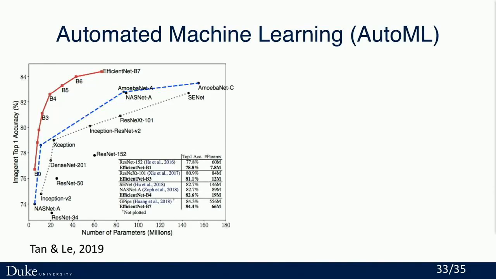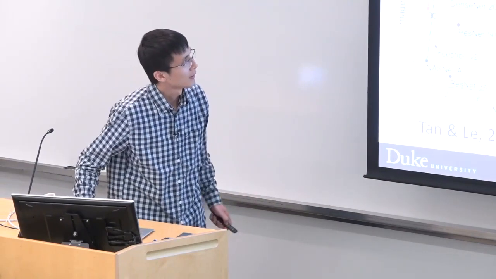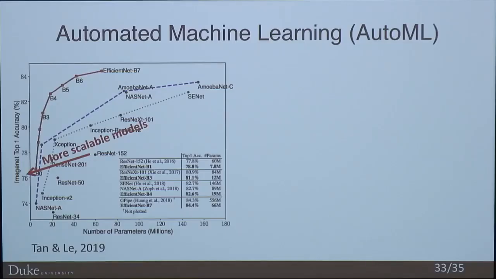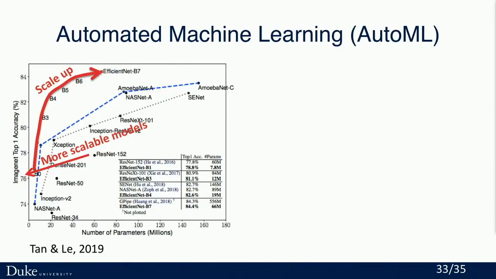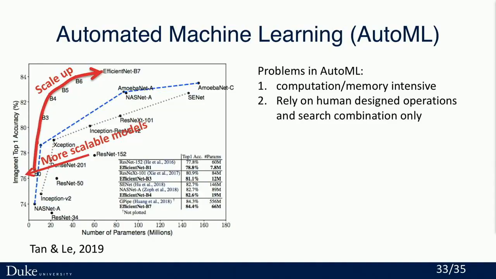This figure also equals my previous statement. This is the computer vision models. In recent years, people generally design more scalable models, smaller models but with higher accuracy, and scale them up. This model is designed by AutoML, not by humans. So I believe AutoML will be very important in designing compact NLP models in the future.